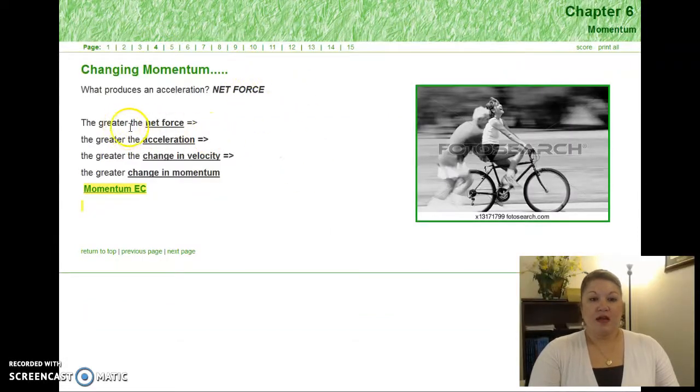Well, if you apply a net force to an object, like this guy pushing the gal on the bicycle, you're going to get a greater acceleration, which is a greater change in velocity, which means a greater change in momentum, right? It's like dominoes.